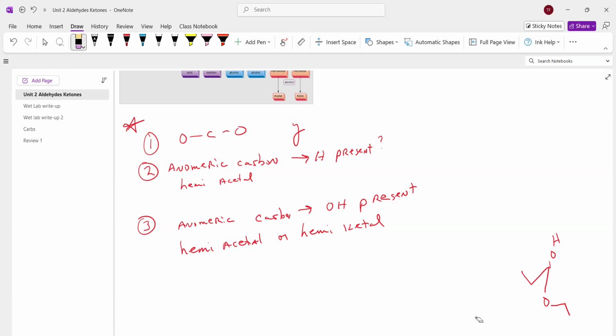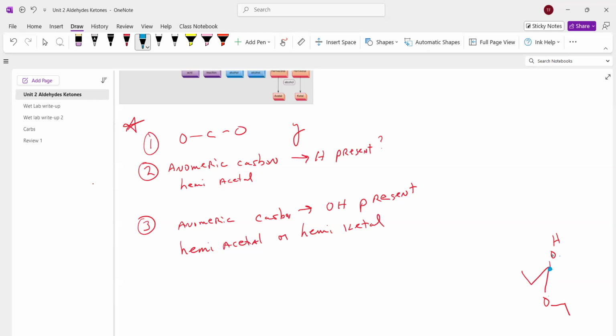Okay, well, first of all, number one, OCO, is that present? Yes, we have. Let me do this in blue. We have OCO. As soon as we have OCO, that means we have an anomeric carbon. So that's going to be the anomeric carbon right there. So that means we have a ketal, acetal, hemiacetal, hemiketal. Which one is it?